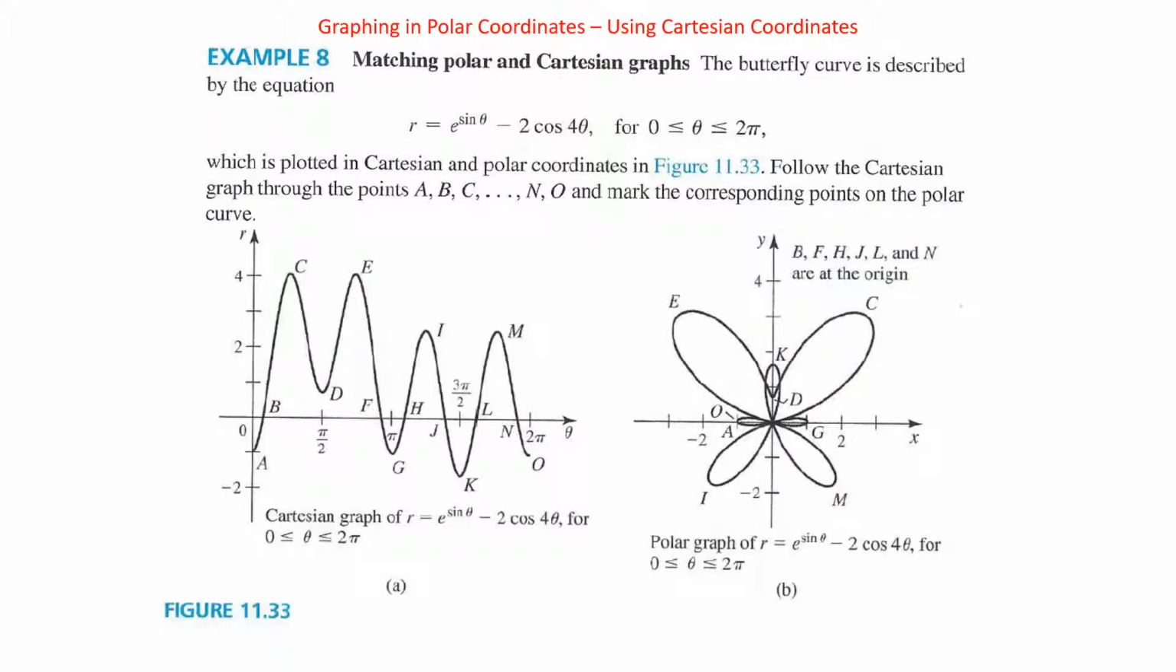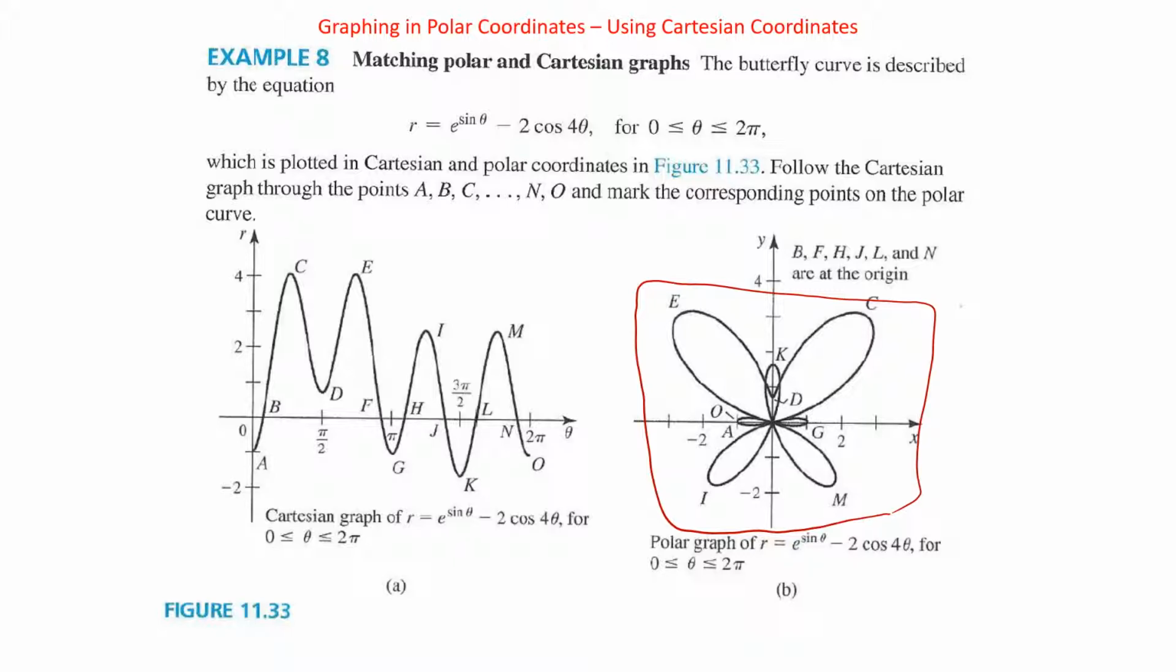And then matching polar and Cartesian graphs, the butterfly curve. Designed for that, I had a nice fade here so you could see this is why it's called a butterfly curve. You can graph a butterfly. But it gives us that. And then our Cartesian graph over here on the left, we can follow what it's doing.